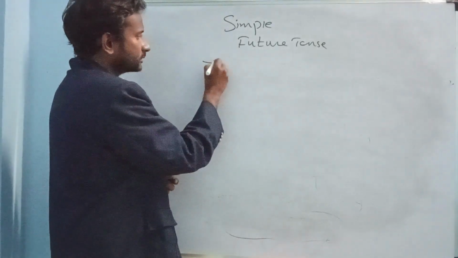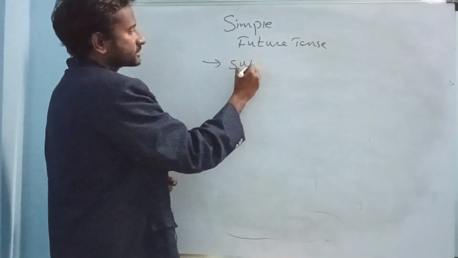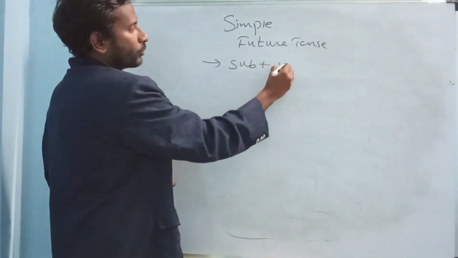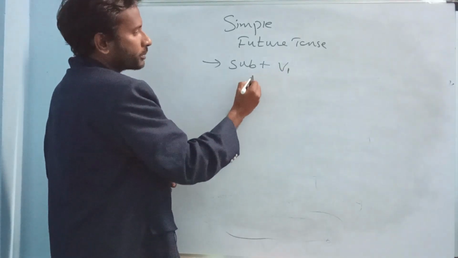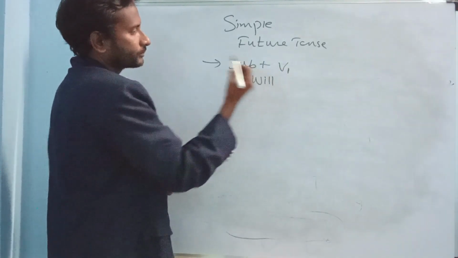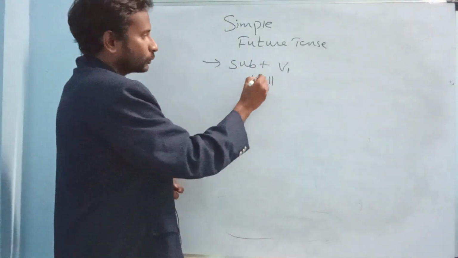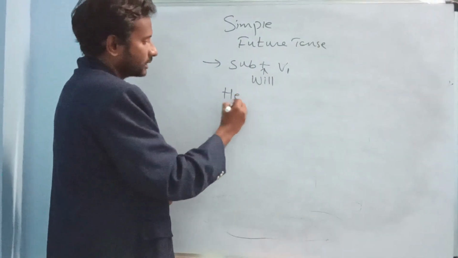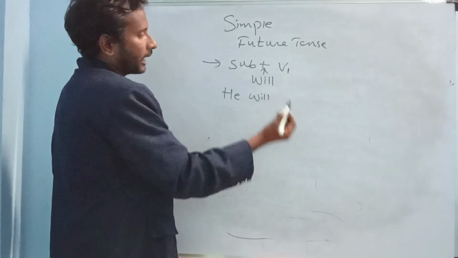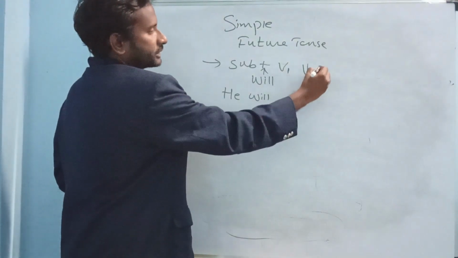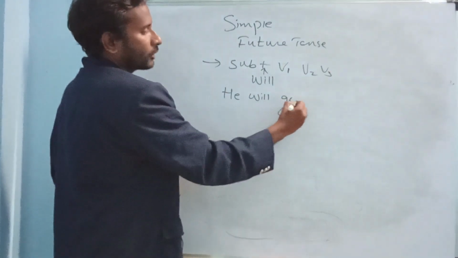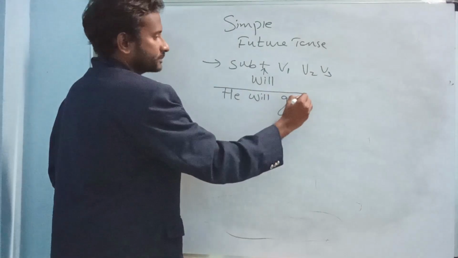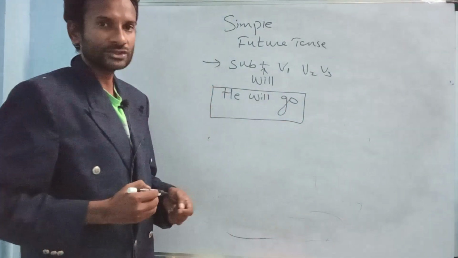Now, see here: subject plus V1 with a combination of will. Here, will comes in the middle. For example, he will, and V1, V2, V3, you have to pick up V1, like go and gone, go. So, this becomes simple future tense.